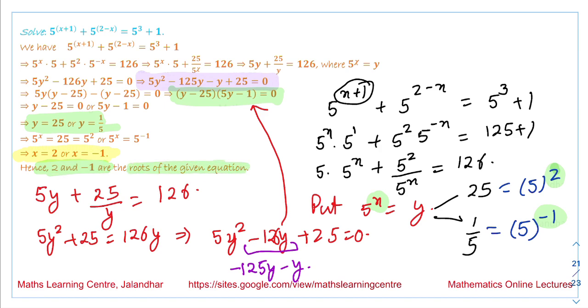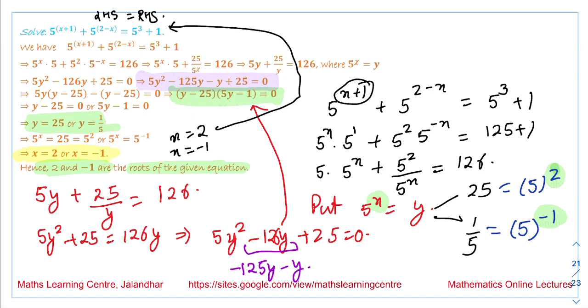That is, if we put x is equal to 2, then the left hand side will be equal to the right hand side. Or if we put x is equal to minus 1 in this equation, it is satisfied. So these are the two roots of the given equation.